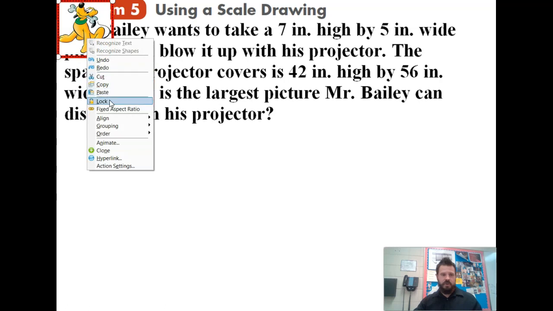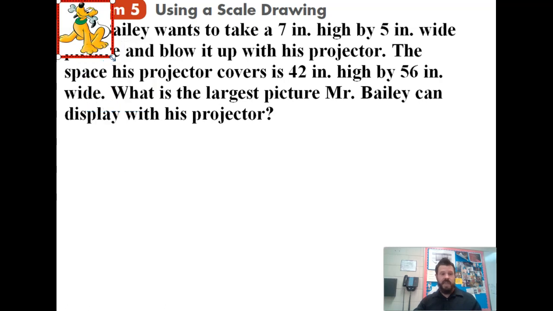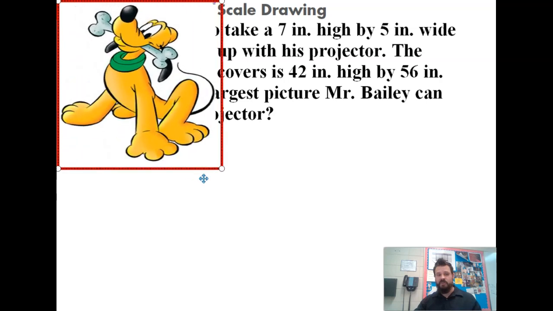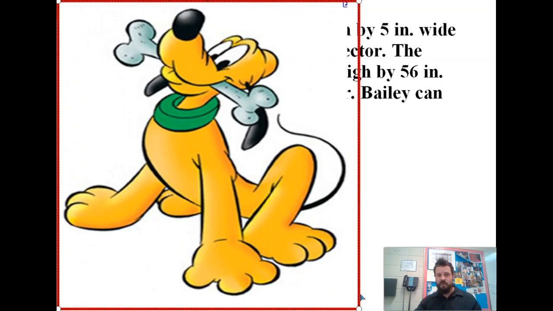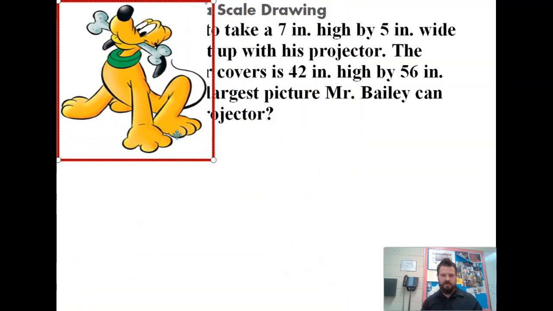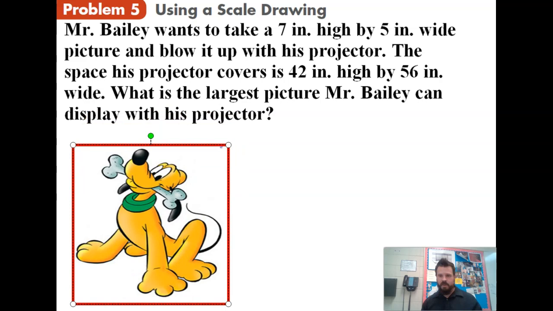So what I need to do is fix my aspect ratio and figure out how much I can stretch him out where I fit the height of the screen perfectly, but make my width so that it's still a similar picture. The way I'll do that is the same way that we did the last question. We'll set up a proportion and make this smaller so I've got some room to work. I can use the original picture, the 7 inches high by 5 inches wide, and go 7 over 5.